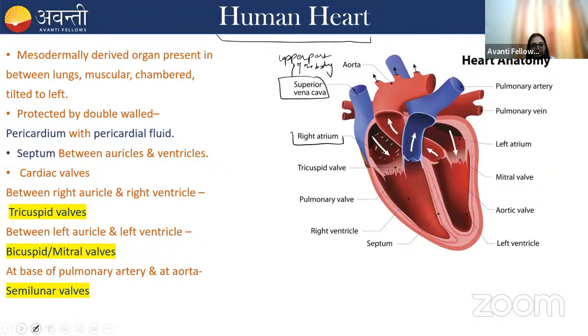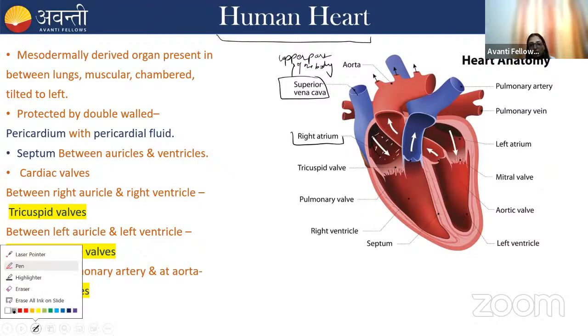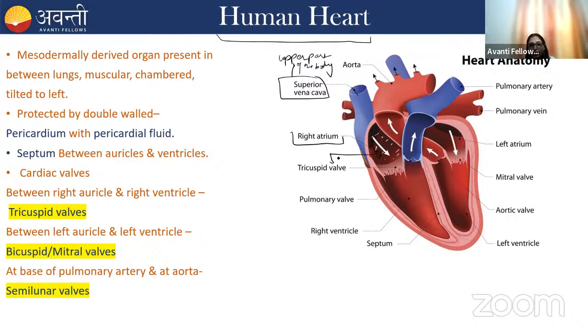Next, there's also one inferior vena cava, remember. There's superior vena cava and there's inferior vena cava. Inferior vena cava will receive the blood from the lower part of the body. It will collect the blood from the lower part of the body and transfer it into the right atrium. So right atrium will receive the deoxygenated blood from the superior vena cava and from the inferior vena cava.